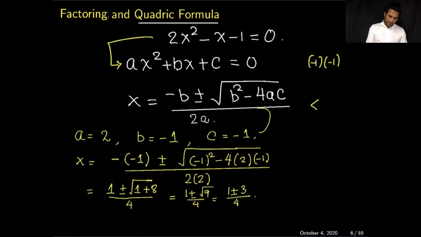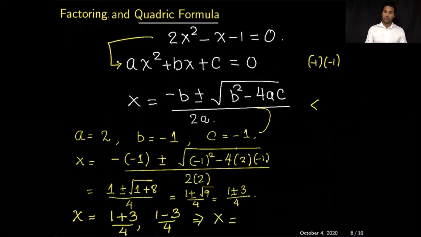So now in order to find the two roots, first I will use the plus sign. So I will write 1 plus 3 divided by 4. And in order to find the second root, I will use the negative sign, 1 minus 3 divided by 4. So this gives me my first root, 4 divided by 4, which is 1. And I have another root, which is 1 minus 3, which is negative 2 divided by 4, or in other words, negative 1/2. So these are my two roots of this quadratic polynomial.